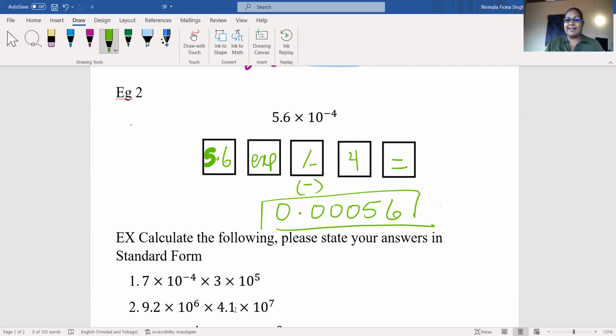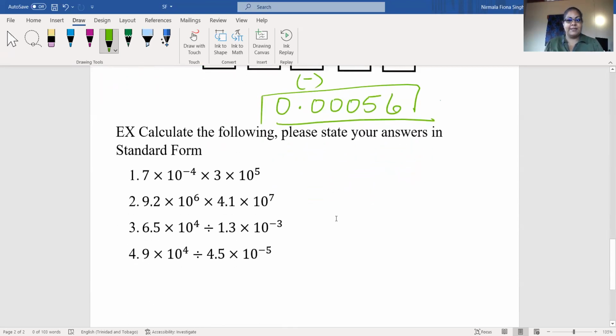All right, so let's go ahead and use our calculators to do some arithmetic with standard form. I have 7 by 10 to the minus 4 multiplied by 3 by 10 to the 5, and I want to work out this. It's very, very simple. There are 2 ways to do it: we can do it by calculator, or we could do it by hand. We're doing it with the calculator right now since I just taught you all how to use it.